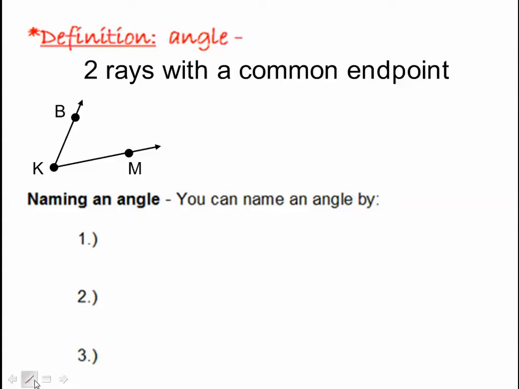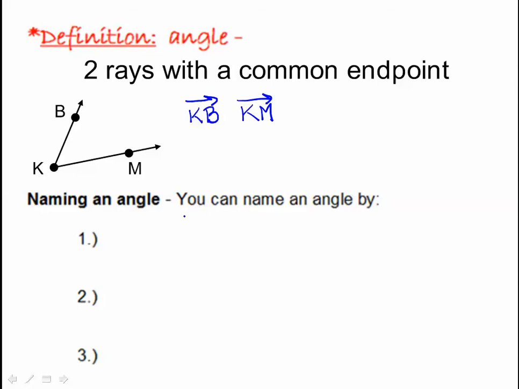Notice the diagram on this page. We have point K. Point K is the endpoint of ray KB and ray KM. So we have two rays that have the same endpoint. These two rays form an angle.